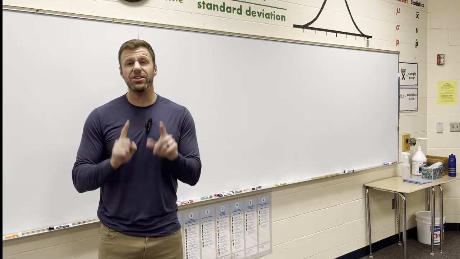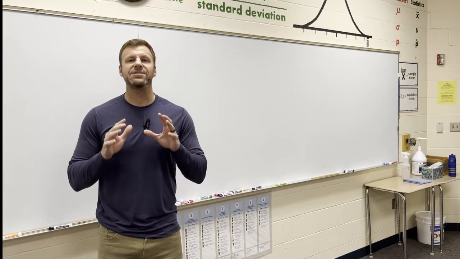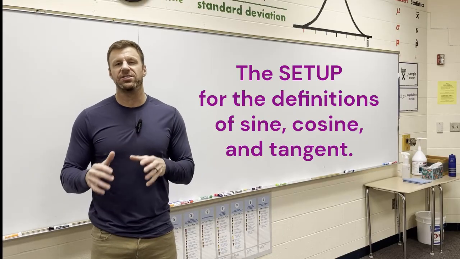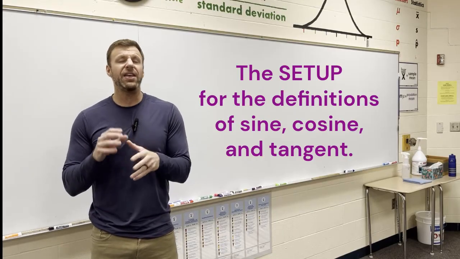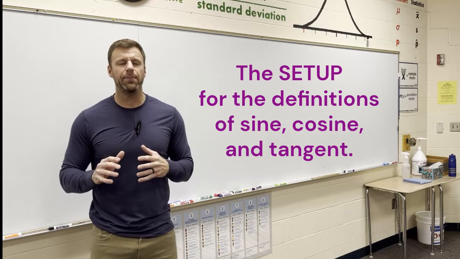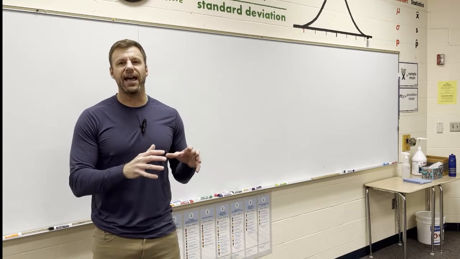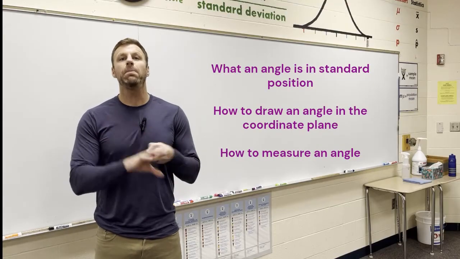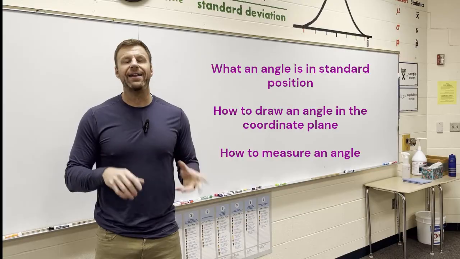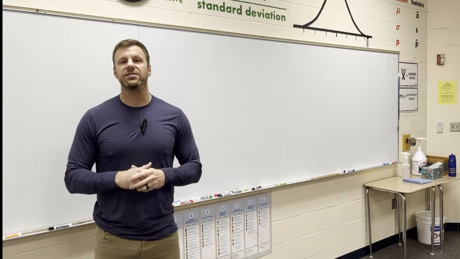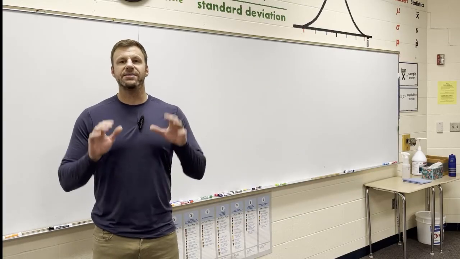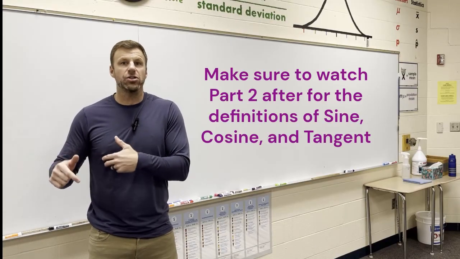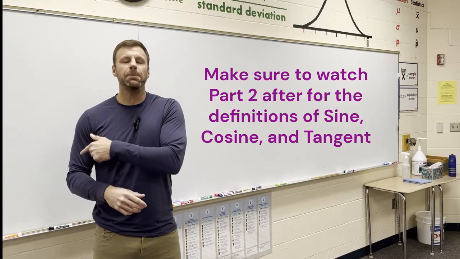Yeah, that's part two. This is part one, and in this part, I'm simply going to explain the setup, because the definitions for sine, cosine, and tangent are very long in particular, and they are filled with tons of big new vocab words. So if we just understand the setup, what an angle is, how to draw an angle in the coordinate plane, how to measure an angle, once we learn all that, then understanding the definitions of sine, cosine, and tangent is going to be a lot easier. So stay tuned for what the definitions of sine, cosine, and tangent actually are and how to find the values of them. That's in part two.